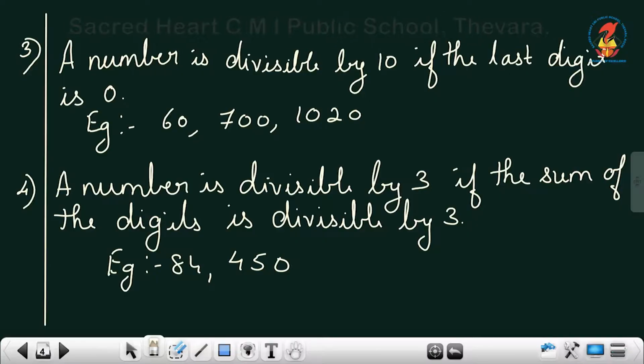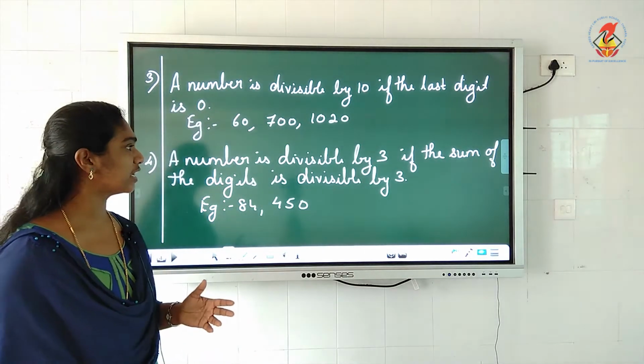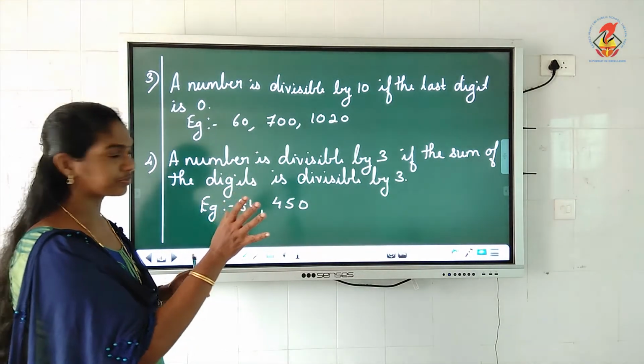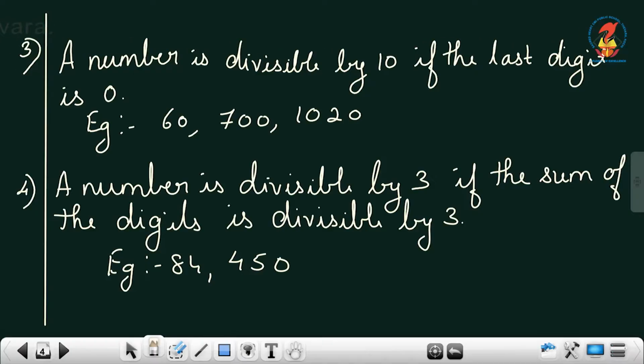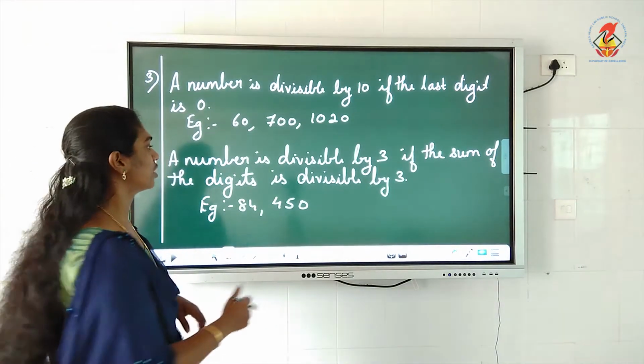Okay? Now, next, a number is divisible by 3. How do we know a number is divisible by 3? What you have to do is, you take that particular number and add the digits. That is what they have given. If the sum of the digits, 8 plus 4. What is 8 plus 4 children? 8 plus 4 is 12.